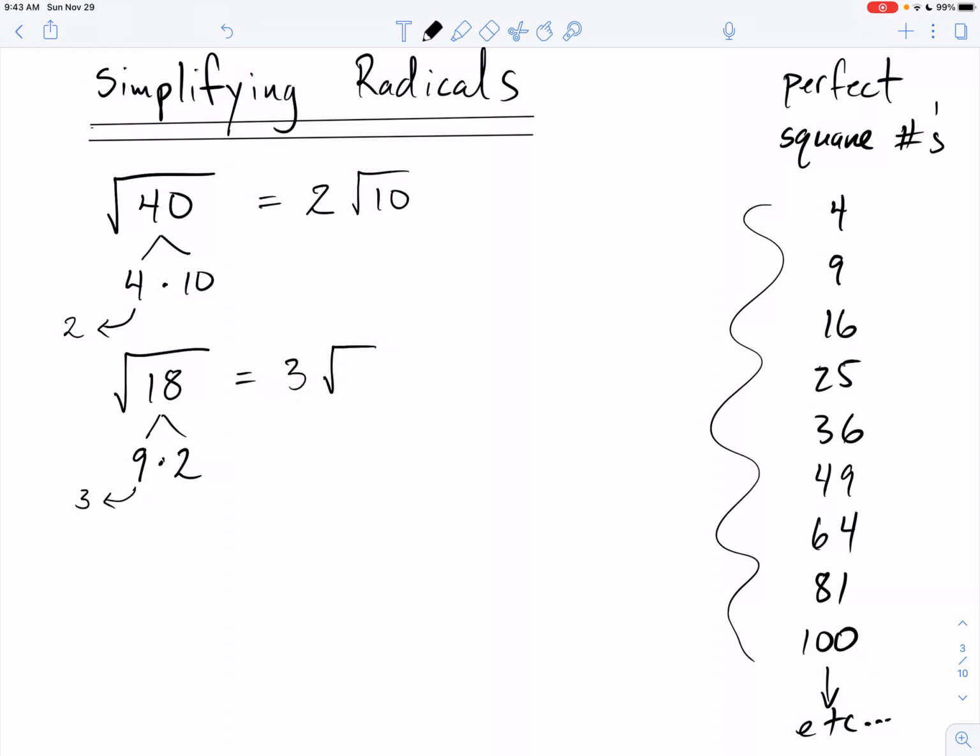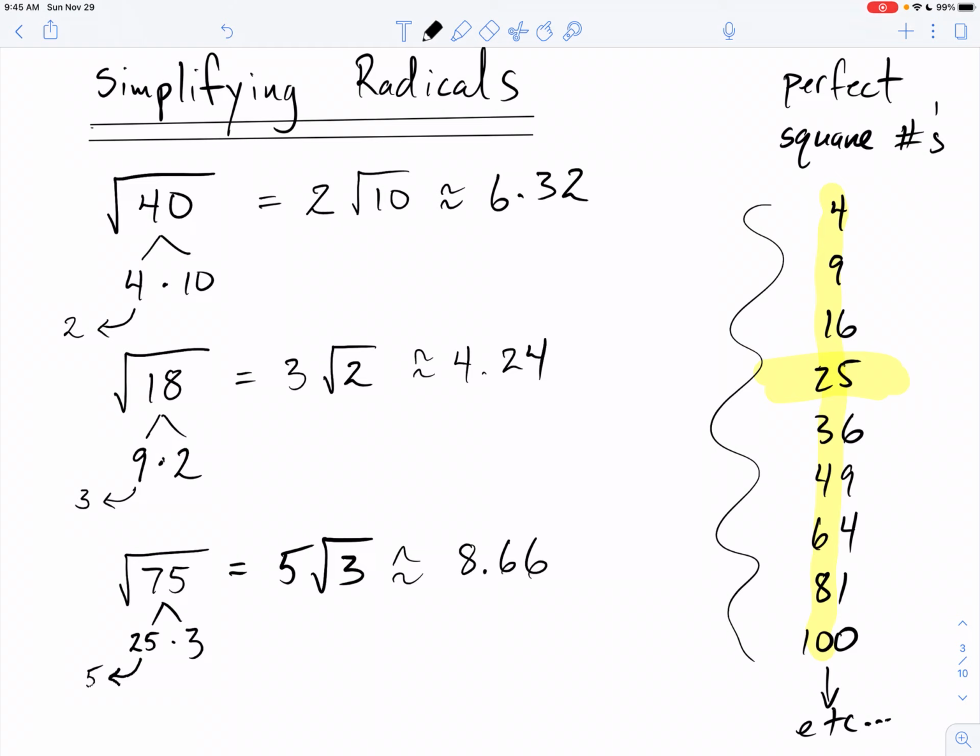So on your calculator, if you punched in 5 square root 3, I'm hoping that you got the same answer that I did, which is 8.66. And once again, I'm rounding everything off to the hundredths place, so I'm going 2 decimal places. So the thing is, these type of numbers are radicals. Yes, they are, and they're simplifiable.